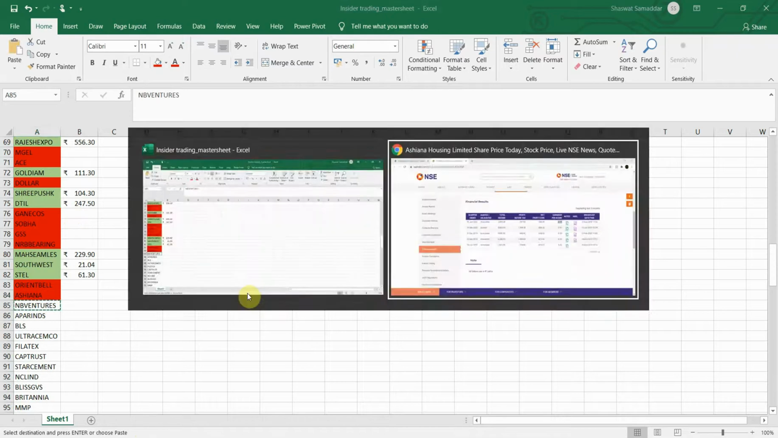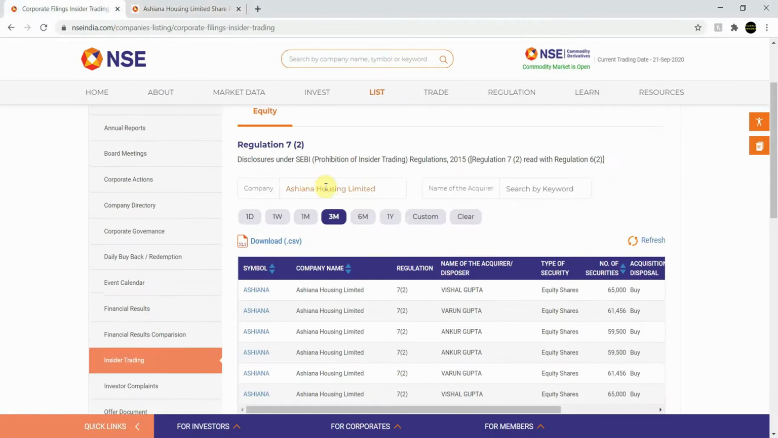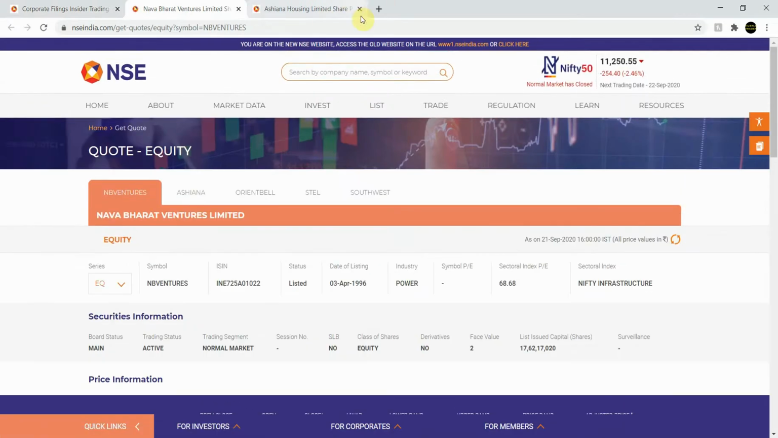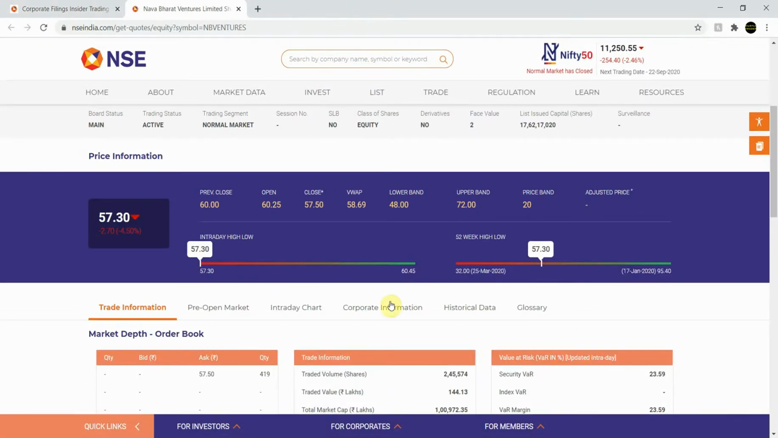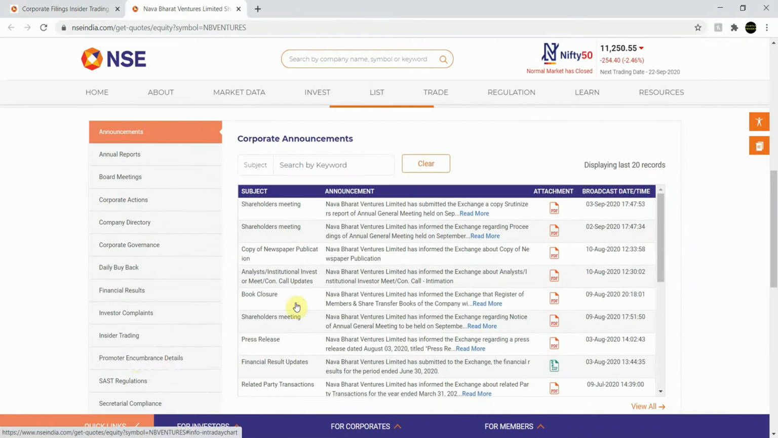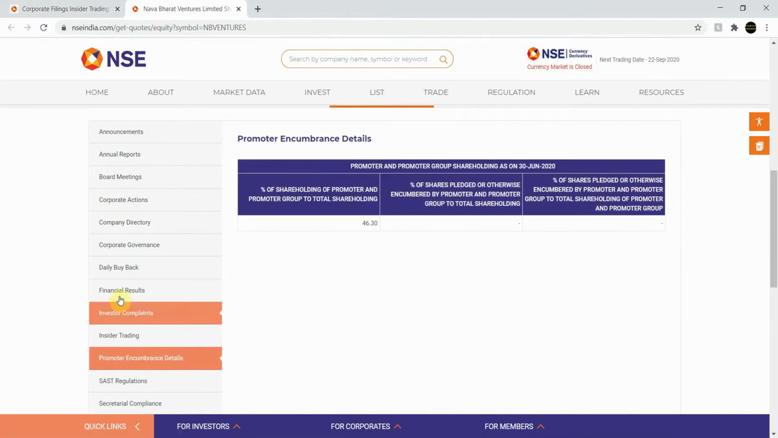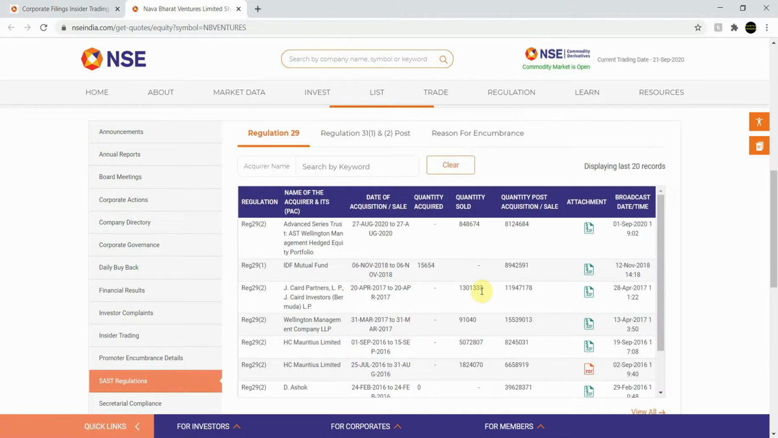Next one on the list is NB Ventures. I will quickly search Nava Bharat Ventures Limited. I'll click on NB Ventures. Okay, next I want to check the corporate information. I'll first check the promoter encumbrance. 0% pledging looks good. SAST regulation.